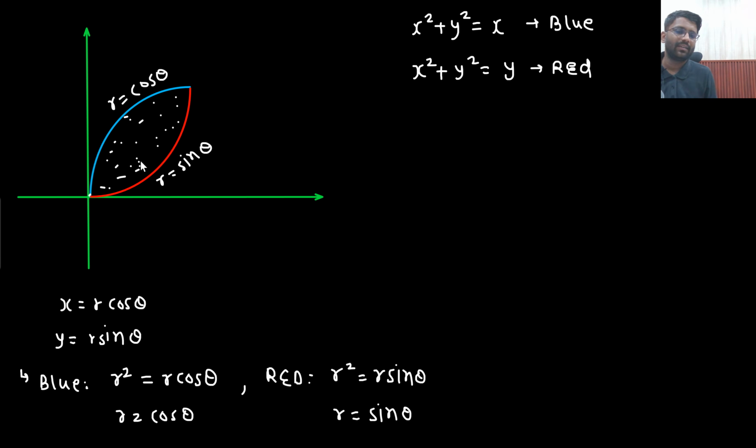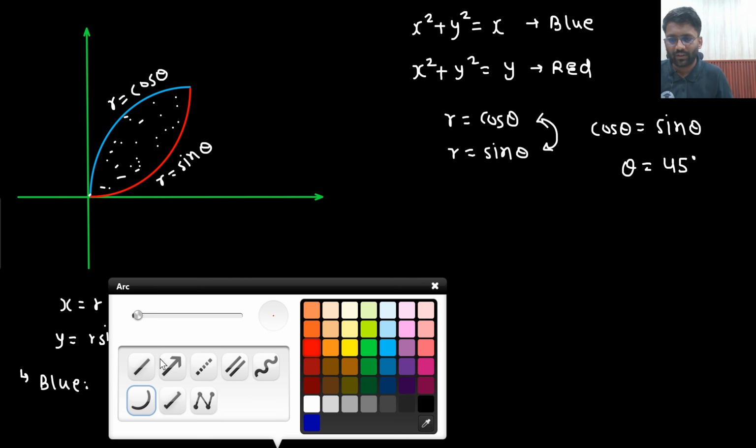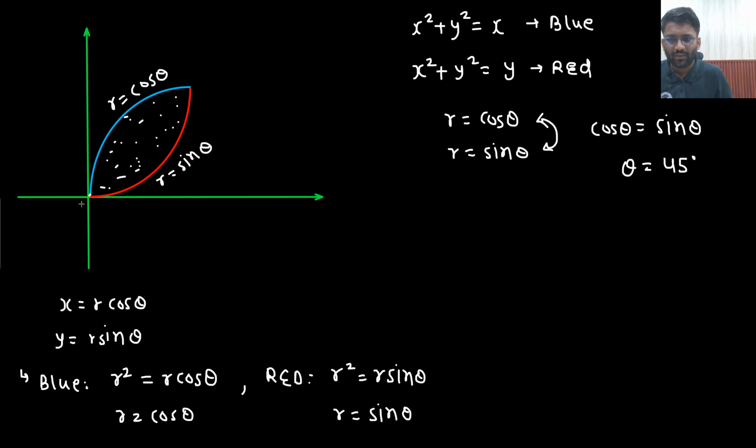Where are they cutting each other? One equation is r equals cos theta, one equation is r equals sin theta. They cut each other where cos theta equals sin theta. That means theta equals 45 degrees. So they are cutting each other at 45 degrees. That means this particular angle will be 45 degrees.